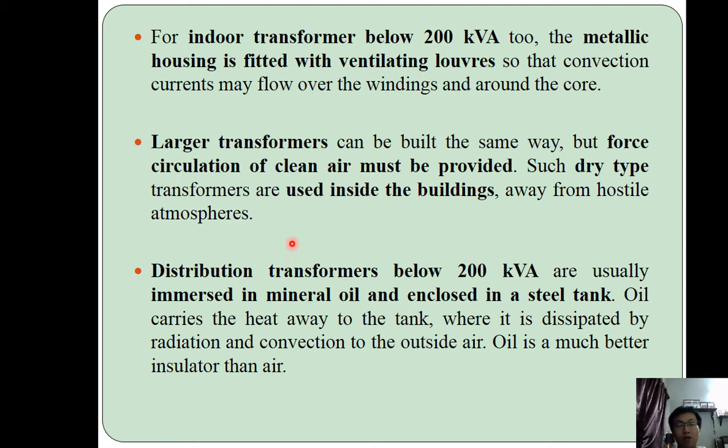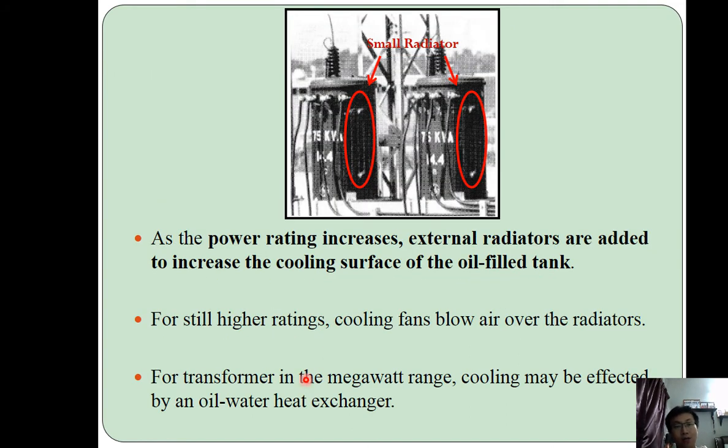Distribution transformers below 200 kVA are usually immersed in a mineral oil and enclosed in a steel tank. Oil carries the heat away from the tank, where it is dissipated by radiation and convection to outside air. Oil is much better insulated than the air. That's why we use oil. So one of the examples like this is a small radiator. As the power rating increases, external radiators are added to increase the cooling surface. This is the radiator of the oil fuel tank.